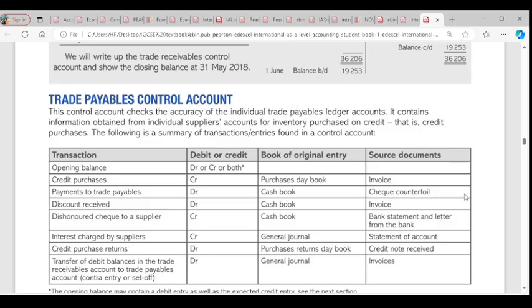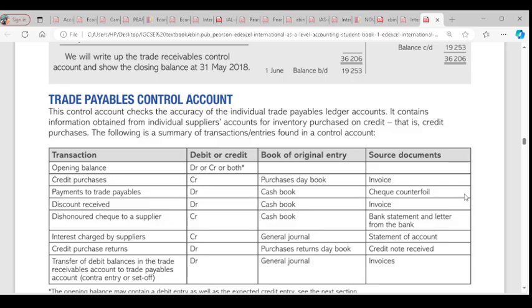Because listen, your suppliers will be credited because they are giving to you, right? So individual trade payables have a credit entry. That means your control account will have a credit entry. Is it clear? When you make payments to your suppliers, in the supplier's account it will be a debit entry, yes or no? So it will be a debit entry here too. When your suppliers give you discount, it will be a debit entry. So it's going to be a debit entry here.